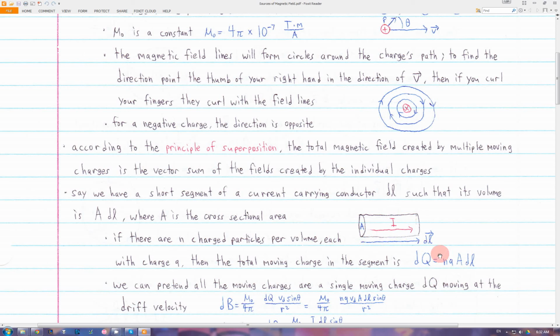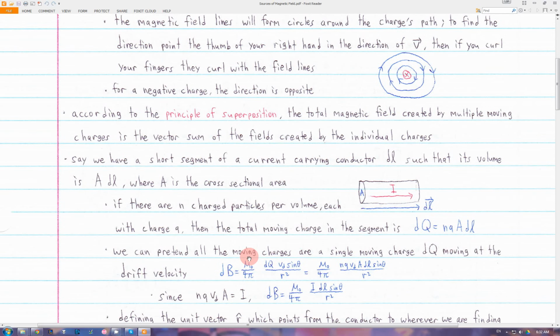So this is the total amount of charge in this tiny section of wire. And so then we're going to use the formula that we just used for the magnetic field of a single point moving charge. We're going to pretend that all these moving charges in this section of wire are a single point charge with a charge of dq given by nqA dl and moving at the drift velocity. Remember, the drift velocity is the small velocity that electrons move in a conductor when there's an electric field present.